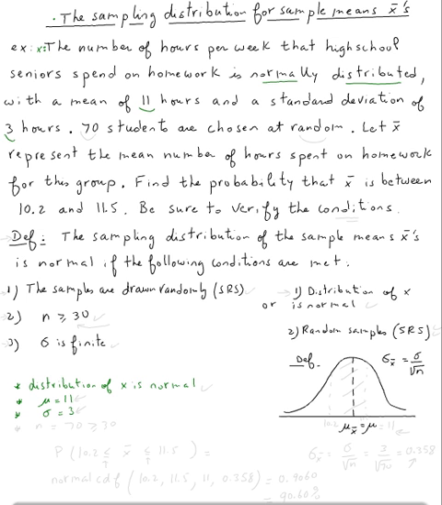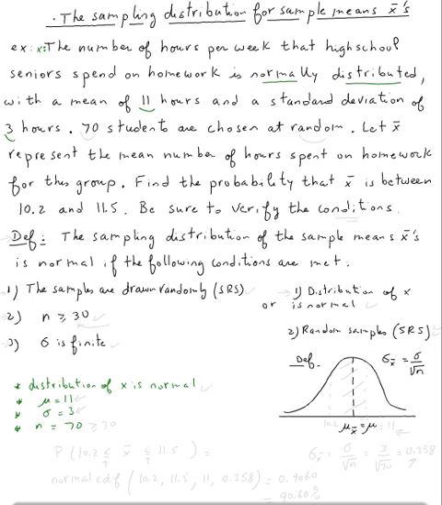Now it said 70 students are chosen, so N is given also to be equal to 70, chosen at random. Let X bar represent the mean number of hours. So remember, X is the number of hours, X bar is the mean, the average, of this group. Find the probability that X bar is between 10.2 and 11.5.